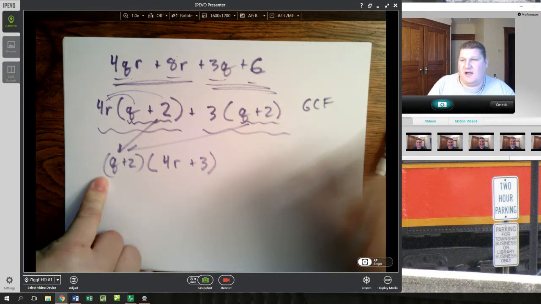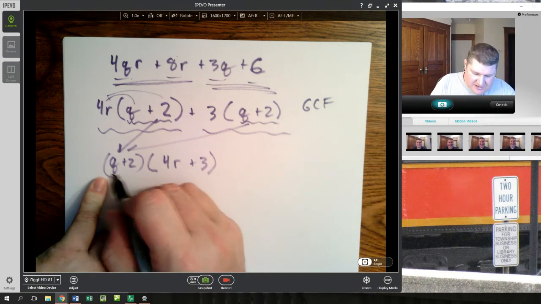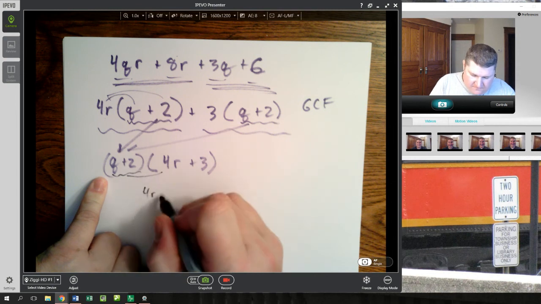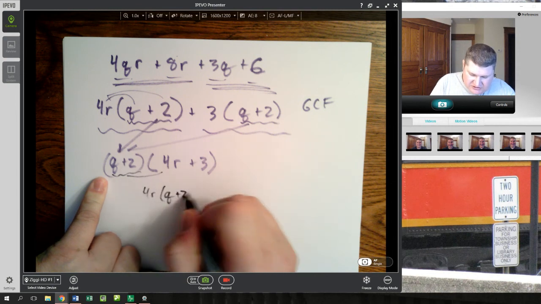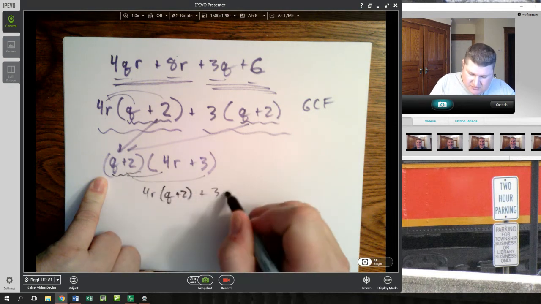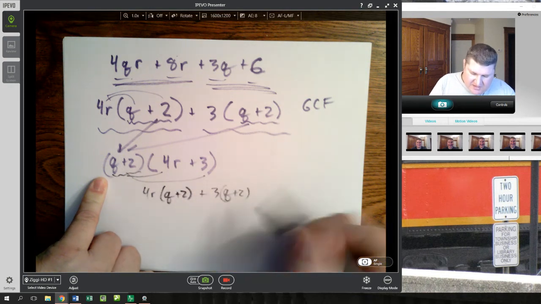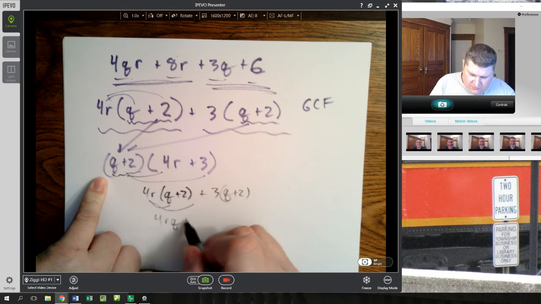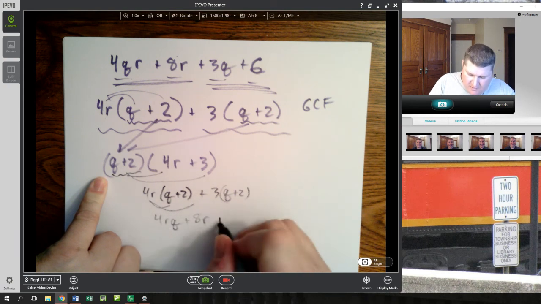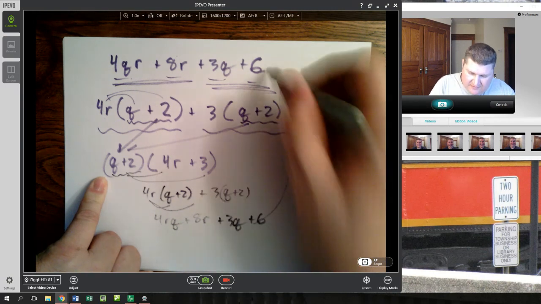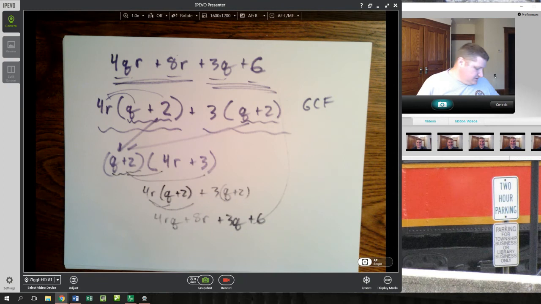Now you say, well, I don't think it's the same anymore. Well, let's try it. Take this times this, and I get 4R times Q plus 2. And if I take this times this, I get plus 3 times Q plus 2. And if I give that away, I get 4RQ plus 8R plus 3Q plus 6. And does that match the beginning? Absolutely it does. There goes another marker, by the way.